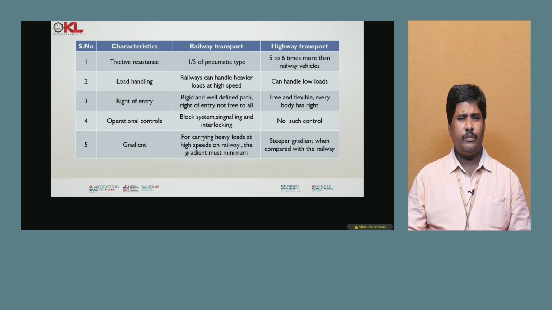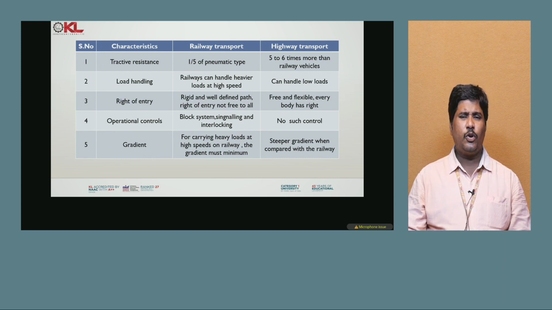And right of entry for railways: it is a rigid and well defined path. That means right of entry is not free to all. For example, if you want to utilize the railway service, it is not at all free. We need to purchase a ticket or some charges will be applicable. And coming to highway transport, it is free and flexible. Everybody has the right, that means no need to purchase any entry tickets.